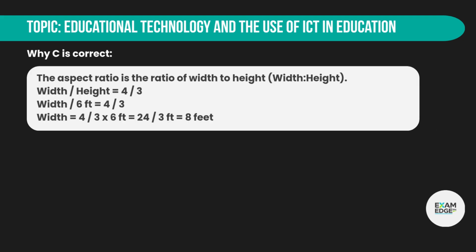Why C is correct? The aspect ratio is the ratio of width to height, width, height. Width over height equals 4/3. Width over 6 feet equals 4/3. Width equals 4/3 times 6 feet equals 24/3 feet equals 8 feet.